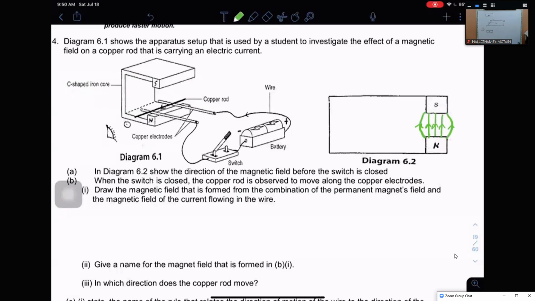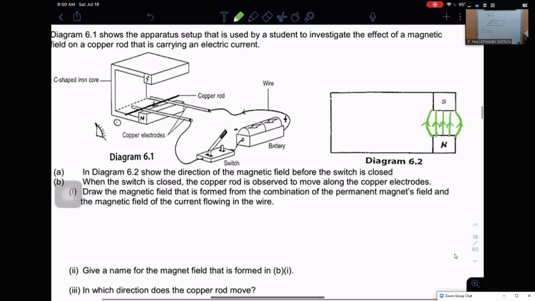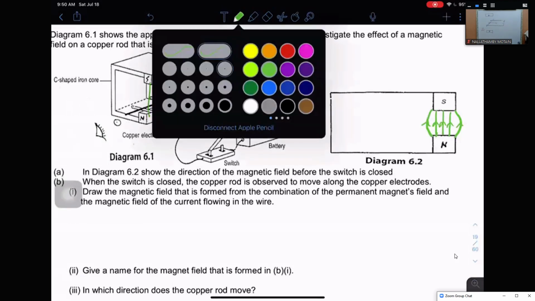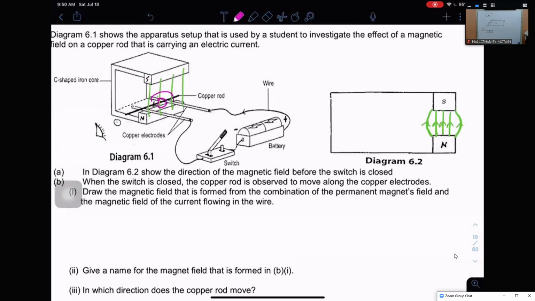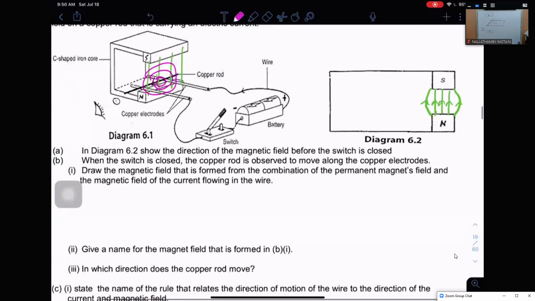Then when the switch is closed, the copper rod is observed to move along the copper electrodes. Draw the magnetic field that is formed from the combination of the permanent magnet field and the magnetic field of the current flowing in the wire. That means here there is a magnetic field from the permanent magnet and also a magnetic field from the conductor carrying current. When both fields combine, they produce the resultant magnetic field. How does it look? Simple. On top over here, south. Over here, north.